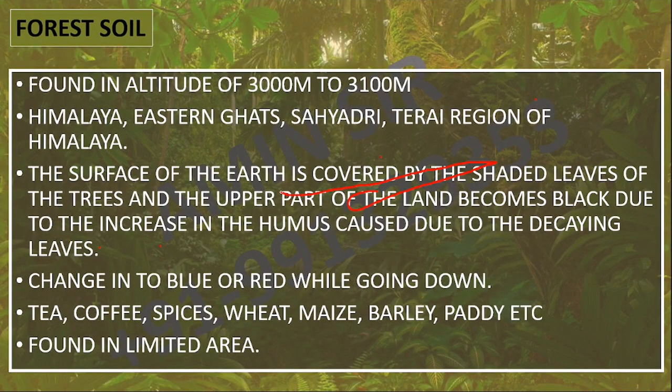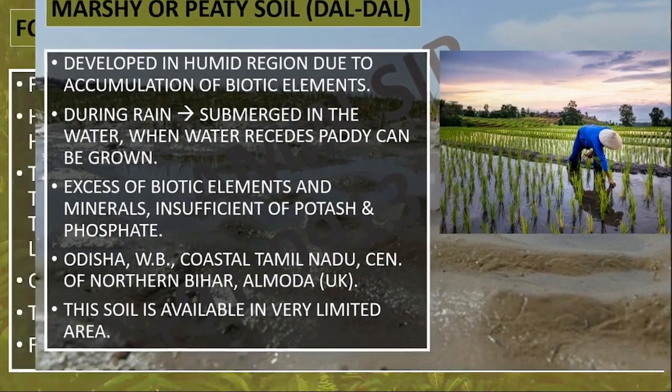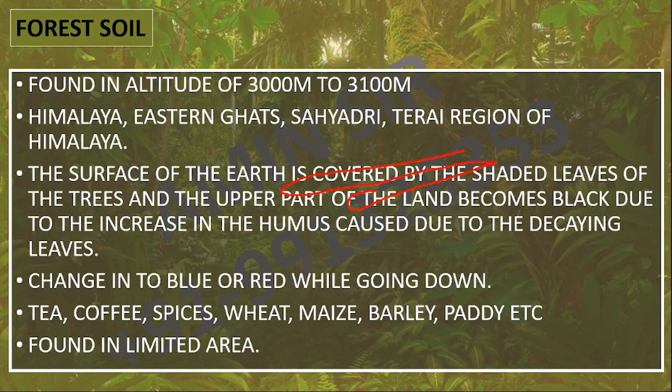The surface of the earth is covered with different types of leaves. When we have lots of leaves on the land, later it becomes black, and it creates an increase in humus. The color changes to blue or red while going down. When you go down into this soil, on the top it will be black, later it will be blue, and then it will be red.